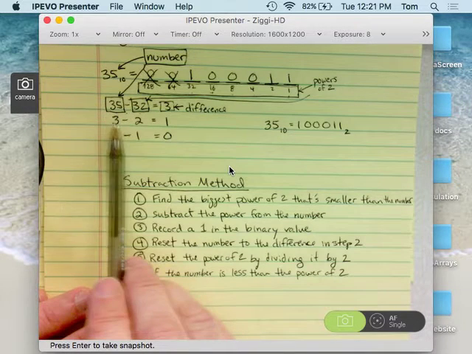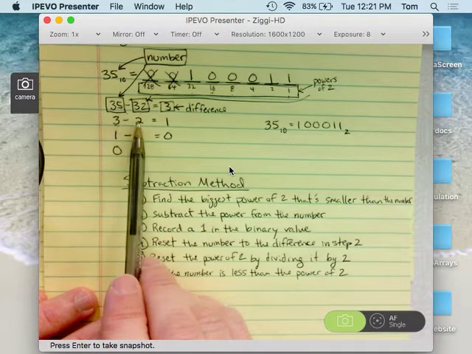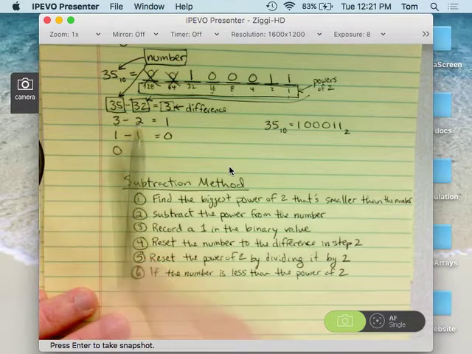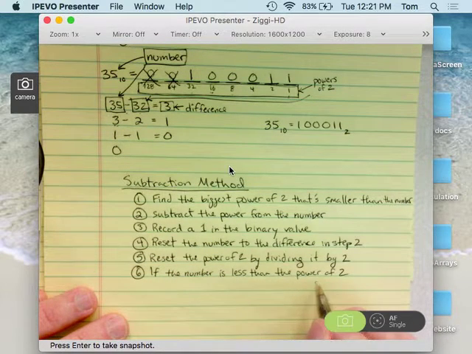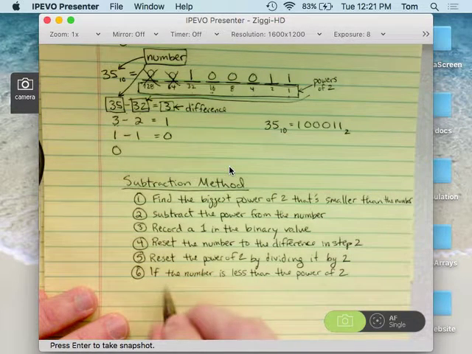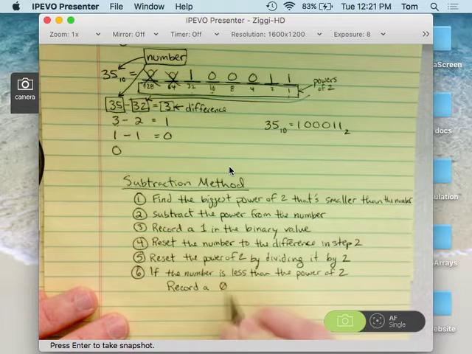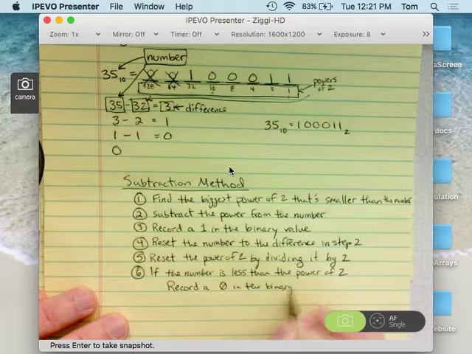So what did I do with my 16? When I got to here and I was like, okay, I'm not going to do 3 minus 16, what did I do instead? Put a 0, right? So if the number is less than the power of 2, record a 0 in the binary value.